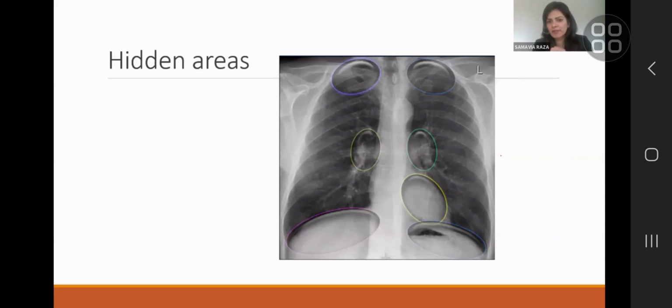But the thing to remember in chest, and that's what puts off most people from cardiothoracic, is the cost of missing something is very, very high. So in these hidden areas, if you miss pathology, by the time the pathology is actually identifiable easily, that patient would have gone 3 stages higher in their malignancy.